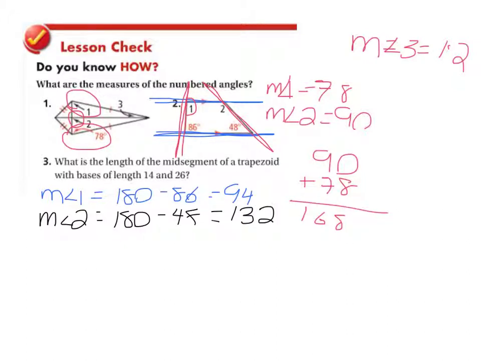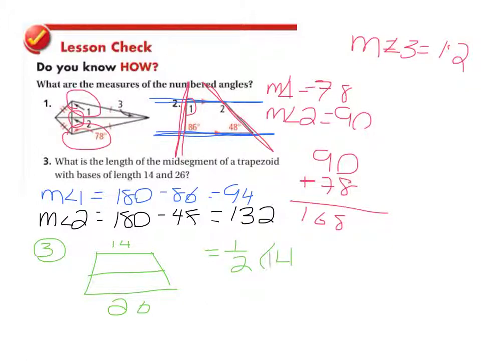What is the length of the mid-segment of a trapezoid with bases of length 14 and 26? So for number 3, we'll use green. We've got a base of 14. We got another base of 26, and we want to know the measure of the mid-segment. So the mid-segment is going to be equal to half of 14 plus 26. So half of 40 is going to be equal to 20. All right, last one next.